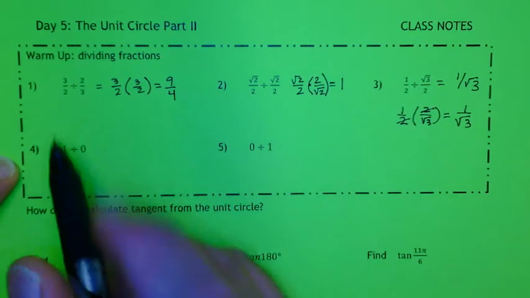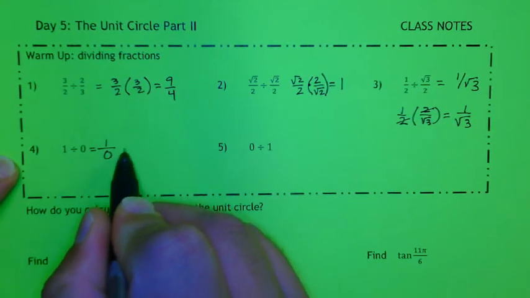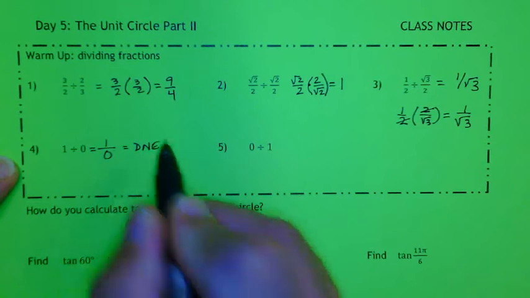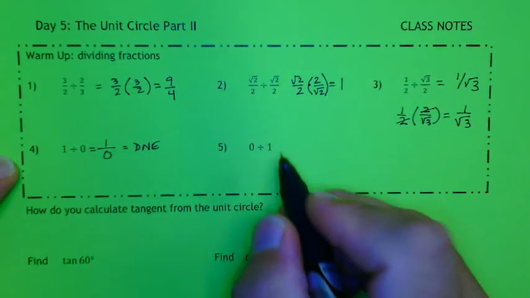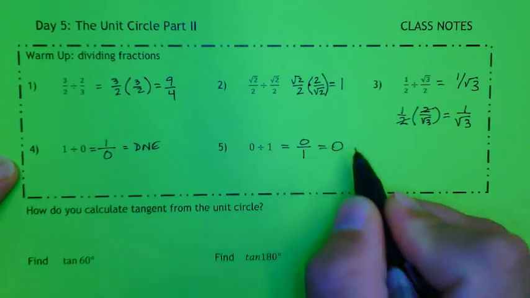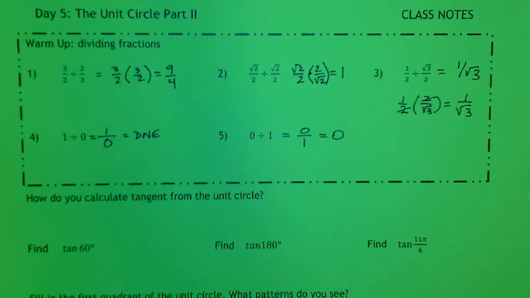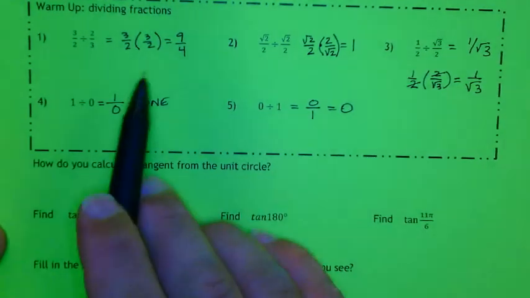Okay, 1 divided by 0, I can think of that as 1 over 0, and for our purposes, that does not exist. 0 divided by 1, I can think 0 over 1, and 0 divided by a number ends up being 0. So quick warm-up, and those are things that we will be using, all right, for being able to calculate the tangent ratio.